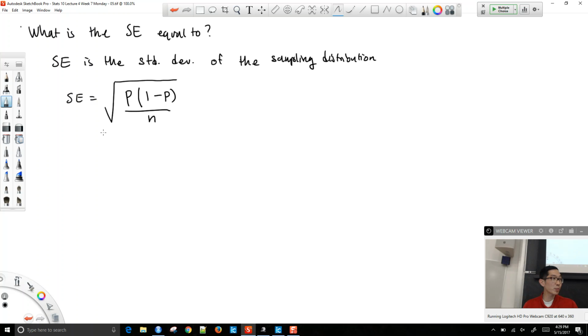Do you guys spot a problem here with this formula for the standard error? This is the formula for the standard error, but is there a problem with us trying to use it? We don't know p. That's the problem, okay? We have a problem. We do not know the value of p. So what should we do? Substitute p hat. That's exactly what we're going to do. We're going to plug in p hat as our best guess for p.